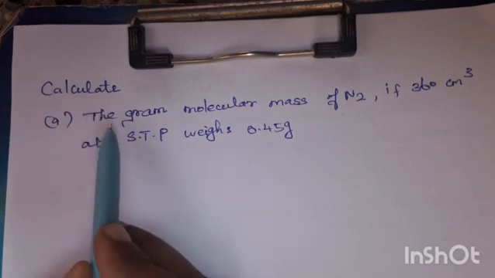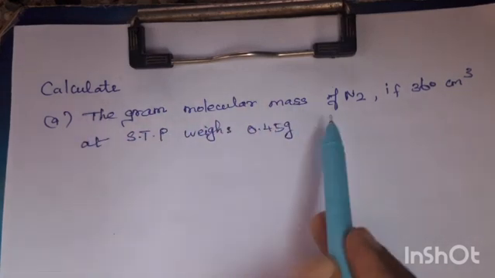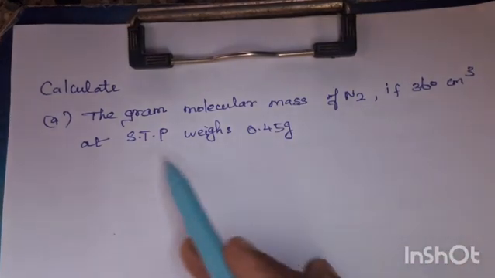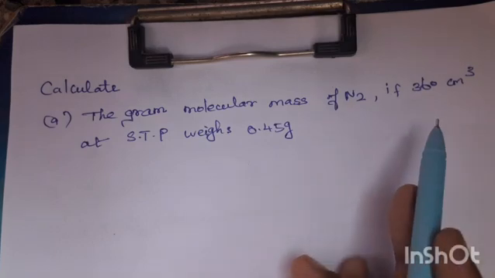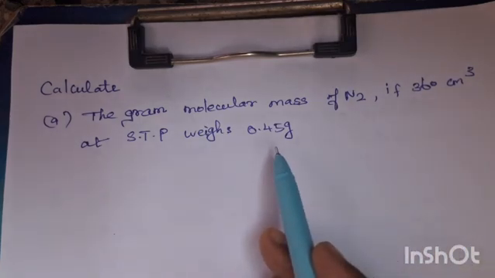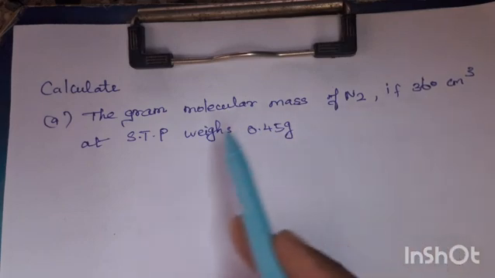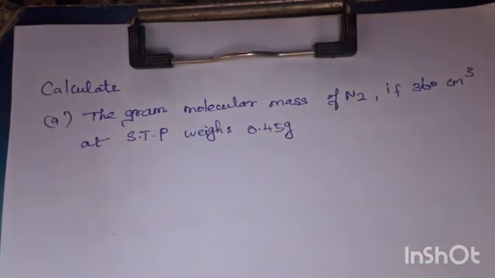The given question is on the gram molecular mass. You are asked to find out the gram molecular mass of nitrogen if 360 centimeter cube at STP weighs 0.45 gram. The weight is given for a particular volume, 360 centimeter cube, and you are asked to find out the molecular mass of nitrogen. You should not ask that we all know the gram molecular mass of nitrogen is 28 gram, so why should we calculate step by step? Here they are actually giving a practice on how to find out the gram molecular mass of a given element by this concept.